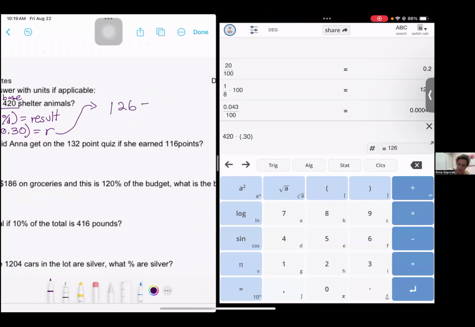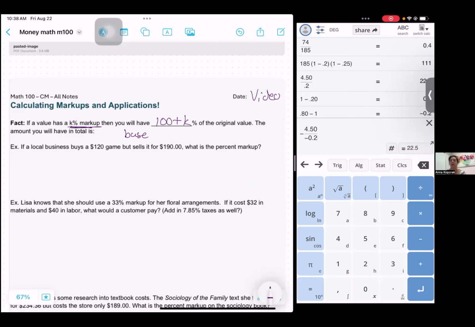Okay, so if a value has a K% markup, if you need to pay taxes on something, you're not discounting anymore, you're adding. So you actually take 100% of the original. You take the whole original and you add to it a K% of it. So I'm hoping as soon as you see this, you'll be like, ooh, remember for markdowns, we did 1 minus. For markups, we'll actually do 1 plus the percent markup equals result.